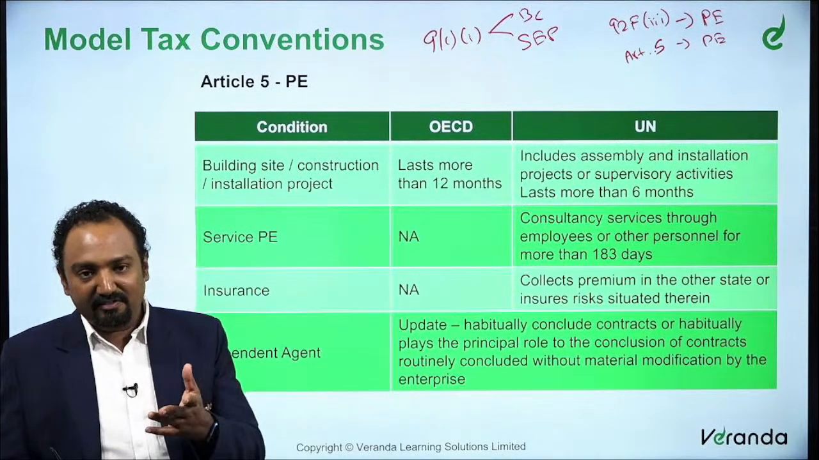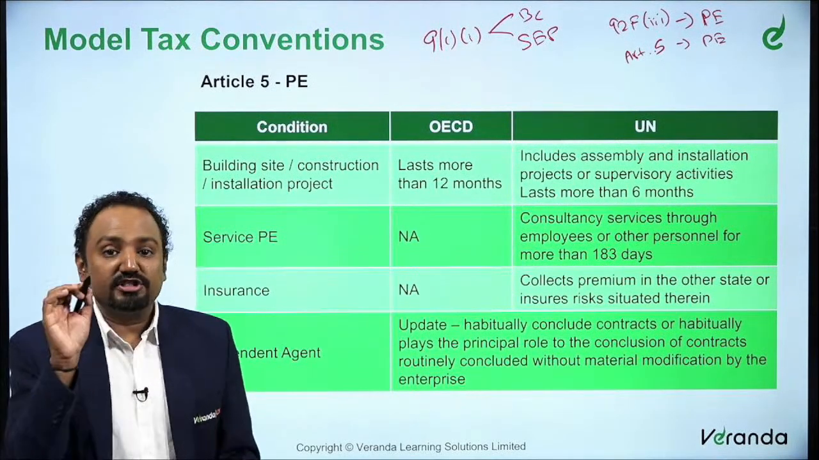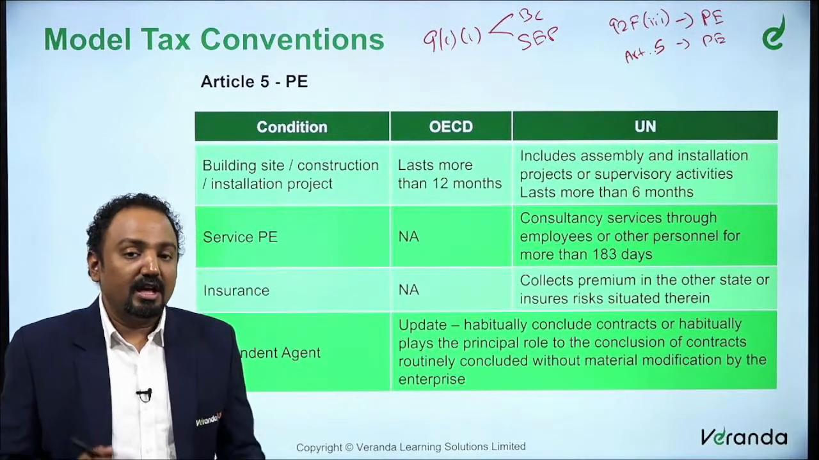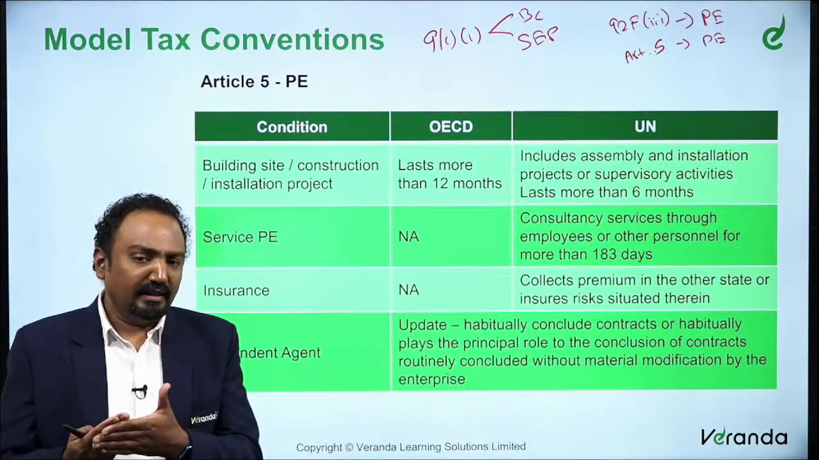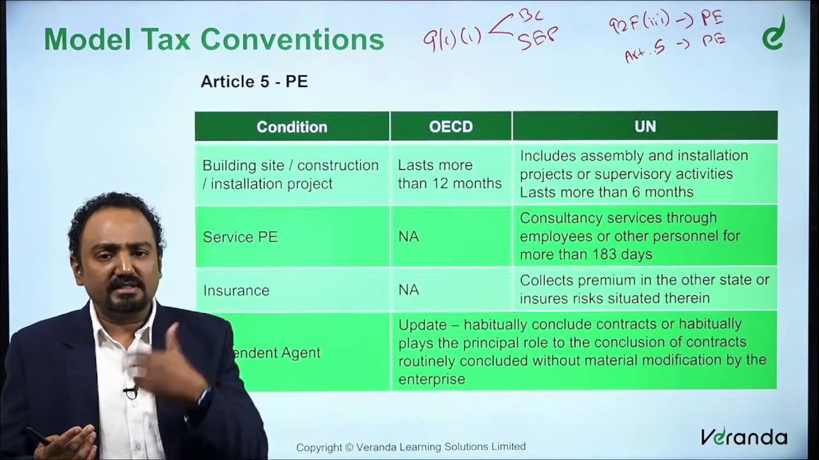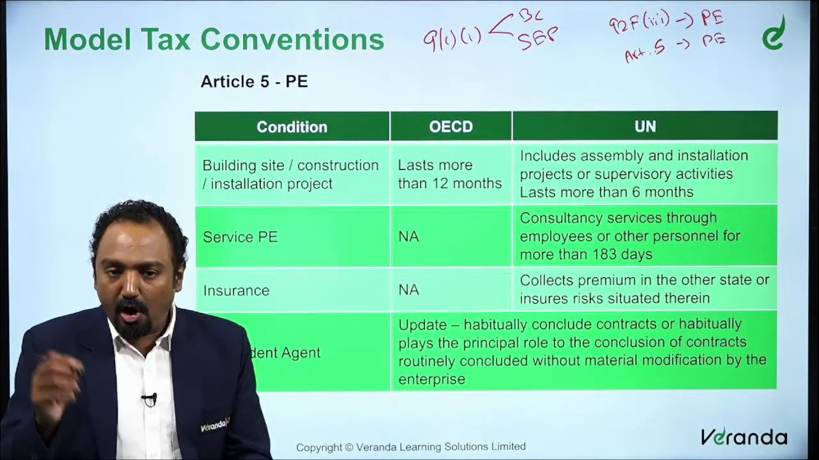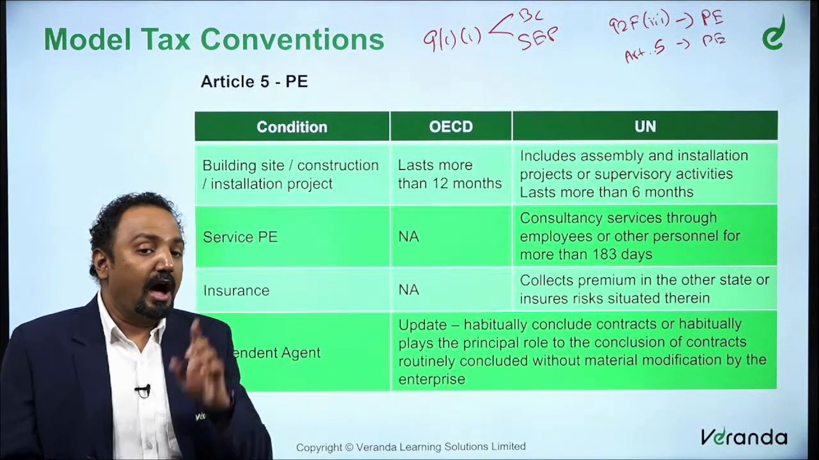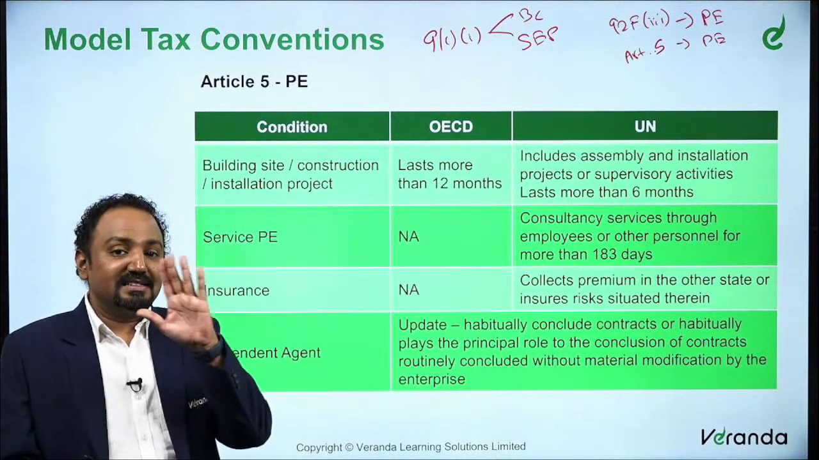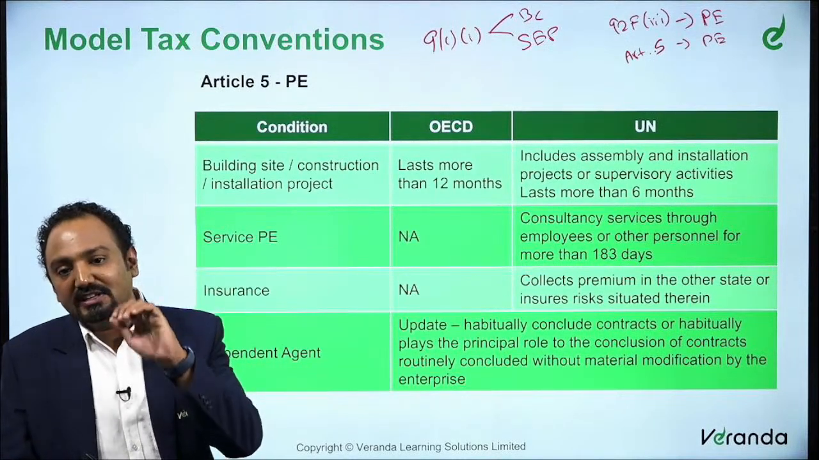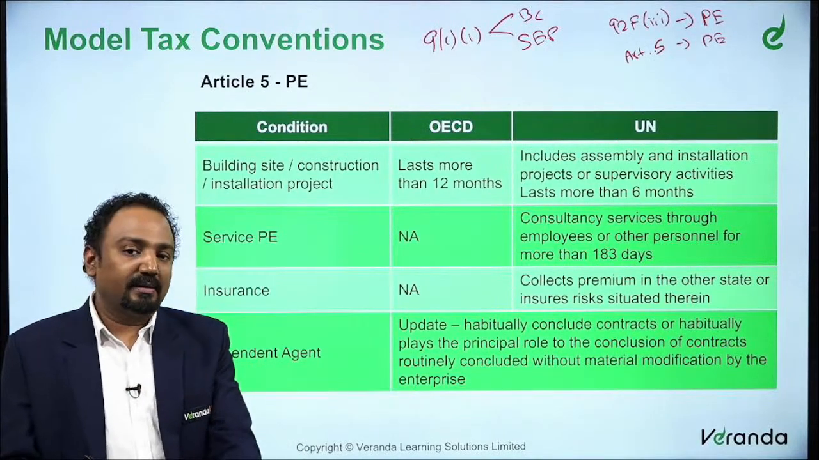Now this Article 5 also provides various locations which can be called a permanent establishment. We said a factory, a warehouse, an office, a branch. We have been discussing all these locations which will be called a permanent establishment, all listed in Article 5.